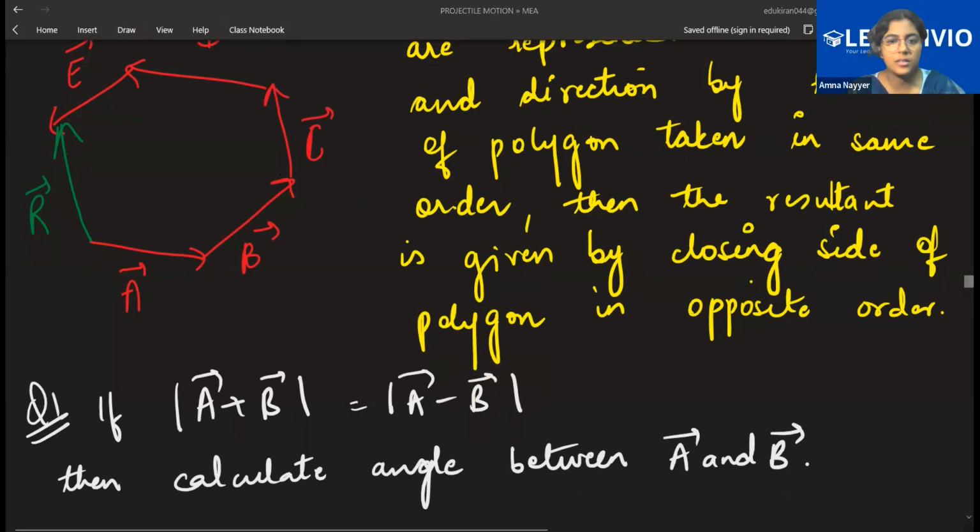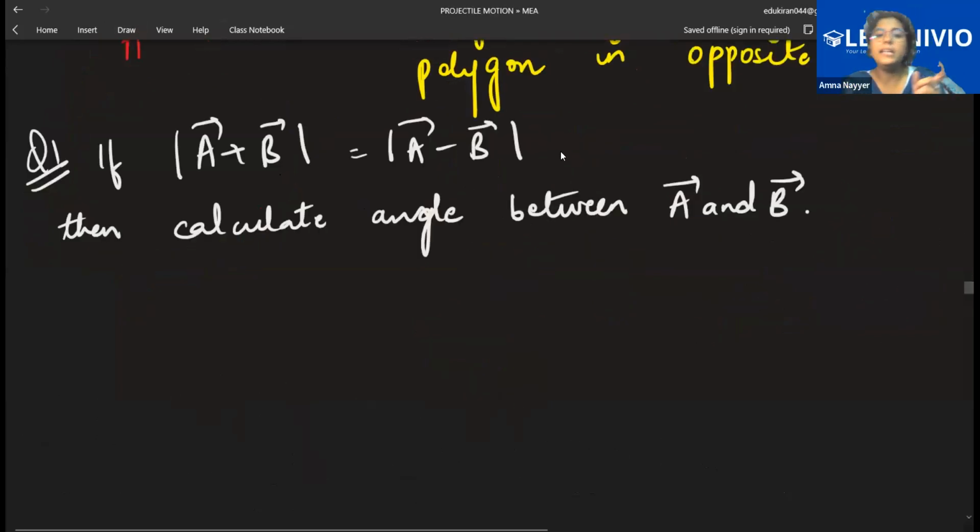Class, in this question, it is saying magnitude of A plus B is equal to magnitude of A minus B. So through all these laws which we have studied, the parallelogram law first, the triangle law, and after triangle we had seen this polygon law also. All these laws, we just have this one formula.